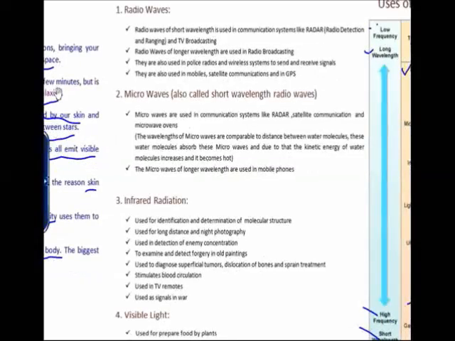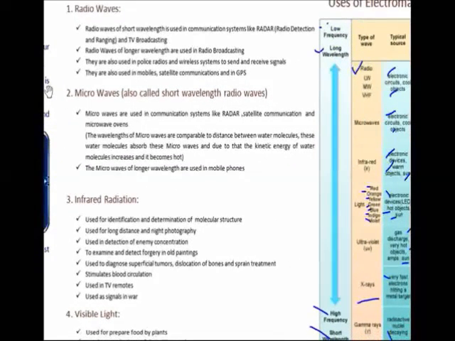Now radio waves, we have seen it. Radio waves of shorter wavelength are used in communication like radar and also in TV broadcasting, whereas radio waves of longer wavelength are used in radio broadcasting. Radio waves are also used in police radios and wireless systems to send and receive signals. They are also used in mobiles, satellite communication and in GPS.